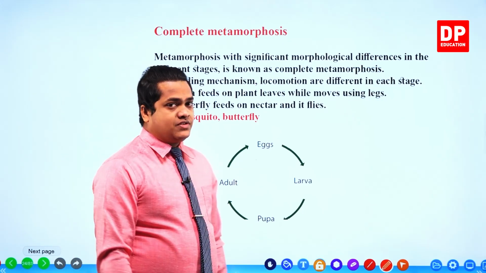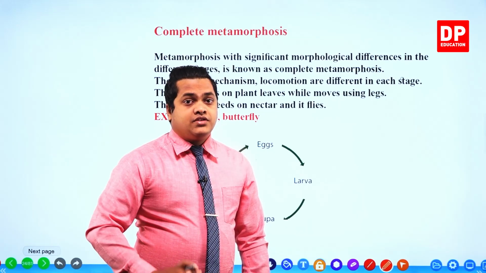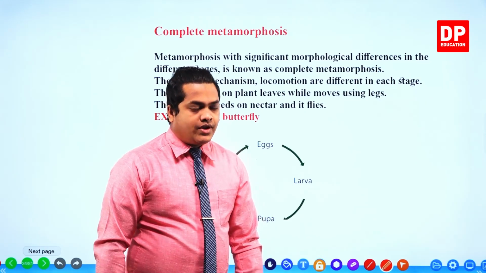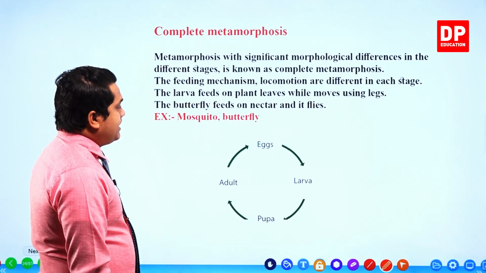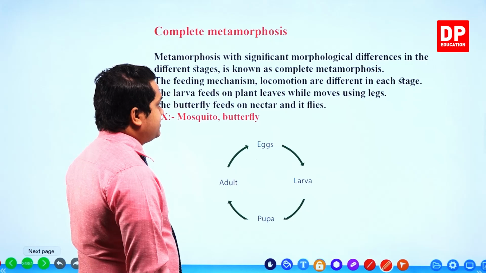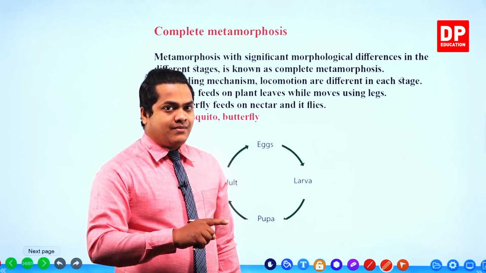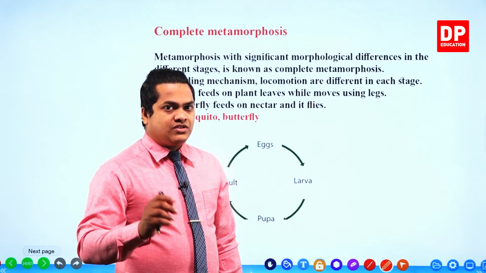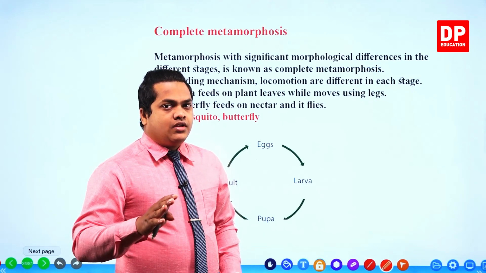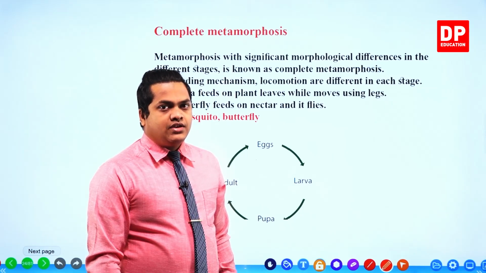So if you take complete metamorphosis, the feeding mechanism, the way of locomotion, and then the type of food are all going to change from one stage to another, right? The larva feeds on plant leaves while moving using legs. The butterfly feeds on nectar and it flies. The caterpillar is going to crawl using the small legs contained within the body. However, the adult butterfly is going to fly using wings.